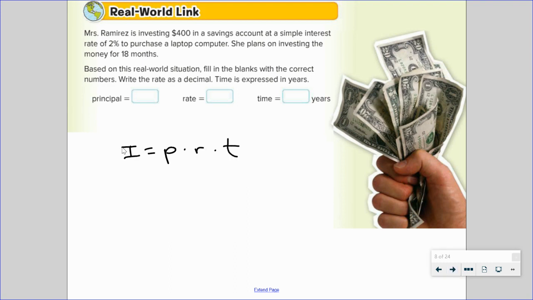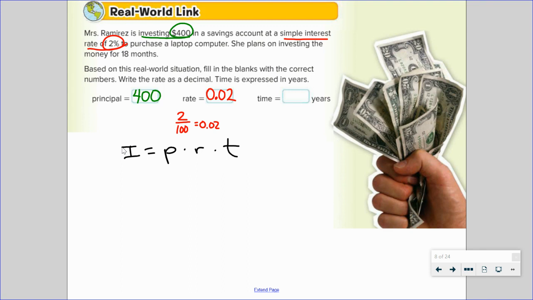I want us to focus on where these numbers are and where you put what number. All right. Mrs. Ramirez is investing $400. That is the start of her savings account, so that would be the principal. The rate, on the other hand, says she's investing it at a simple interest rate of 2%. Now remember, you do not write 2, because we need to write that percent as a percentage in either fraction or decimal form. And I'll just be honest, most of us are going to change that to decimal form. But I'm perfectly okay if you leave it as 200ths in fraction form.